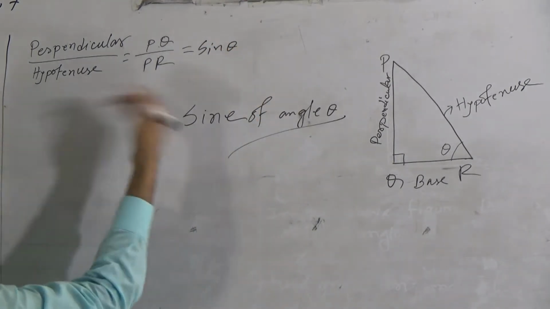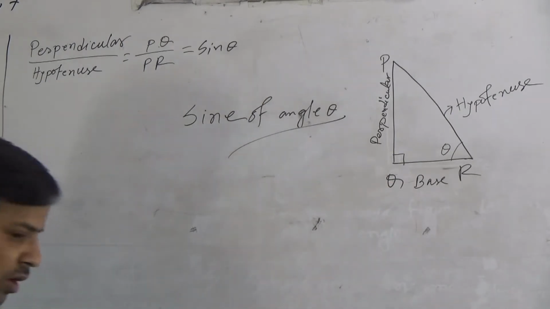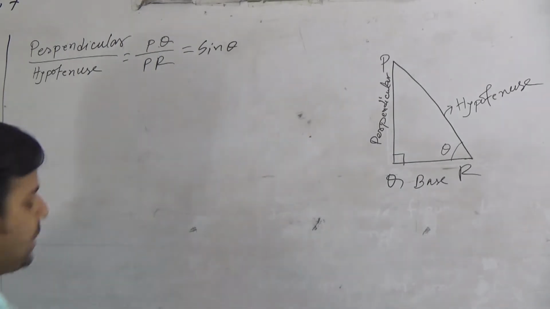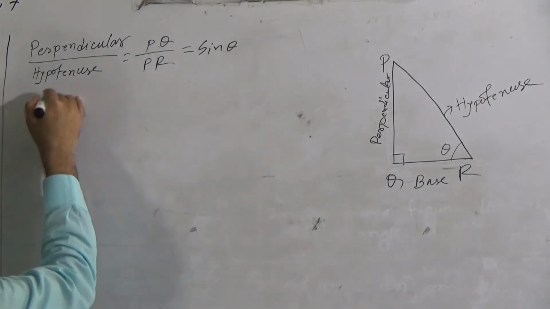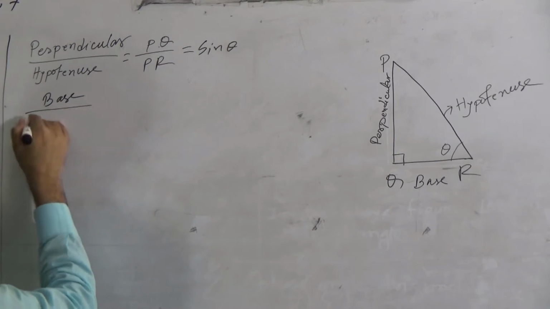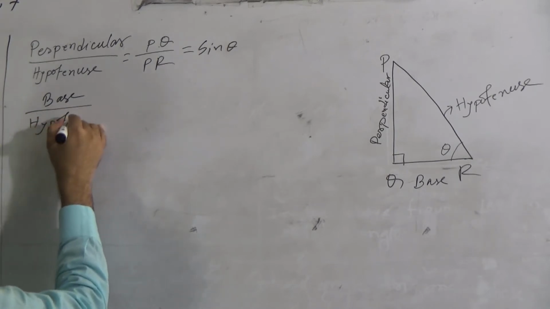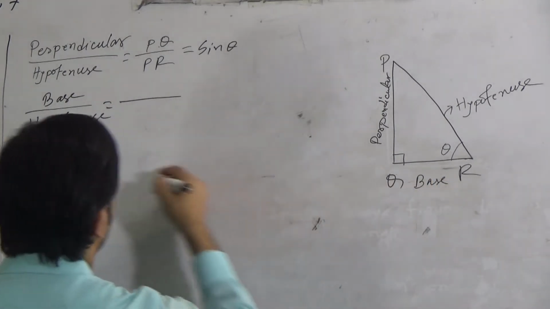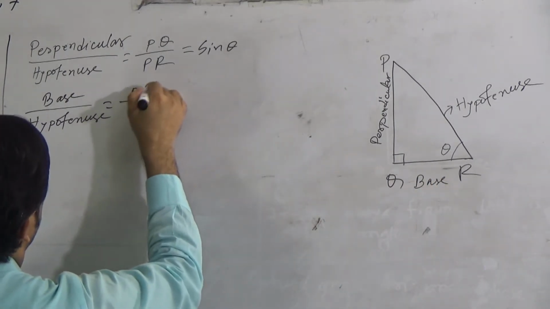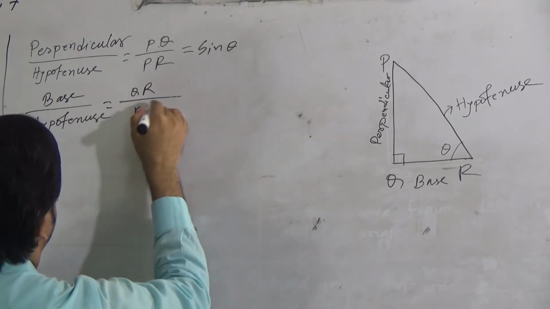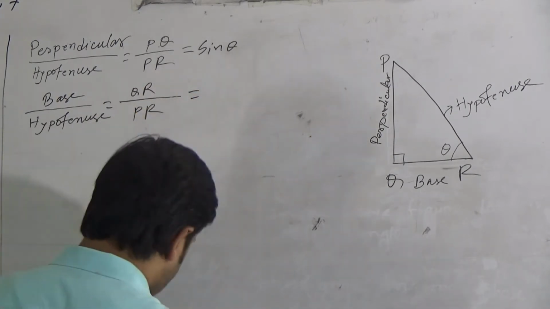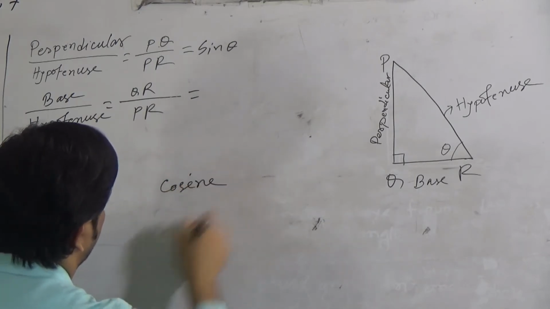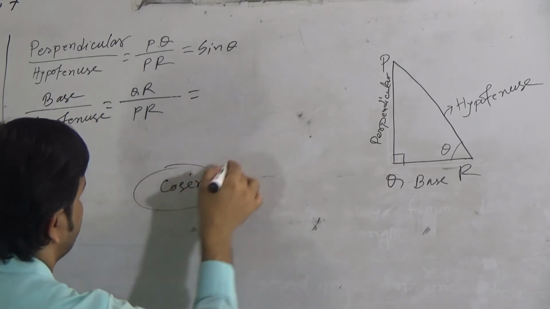Then we will go to the next ratio, that is the ratio of base and hypotenuse. So we can write here base and hypotenuse. Here base is QR, hypotenuse is PR. That is known as cosine of angle theta. In short, we can write here cos theta.